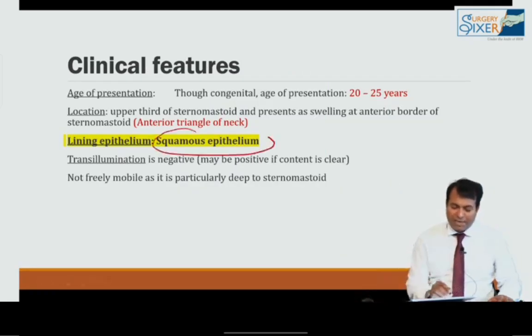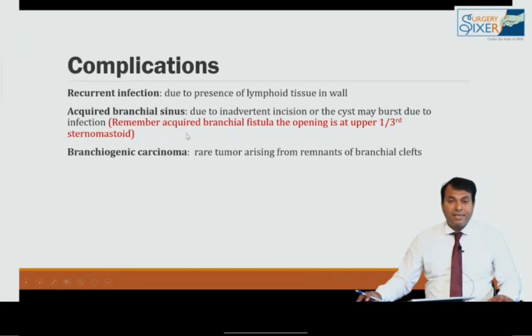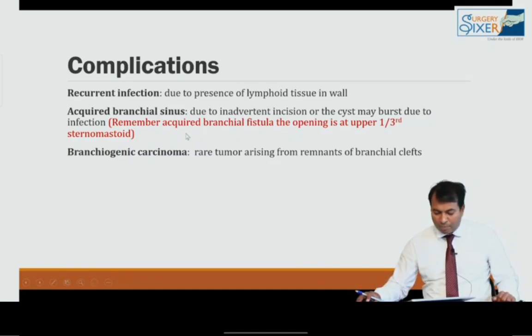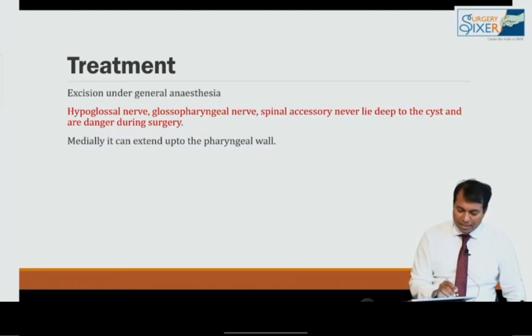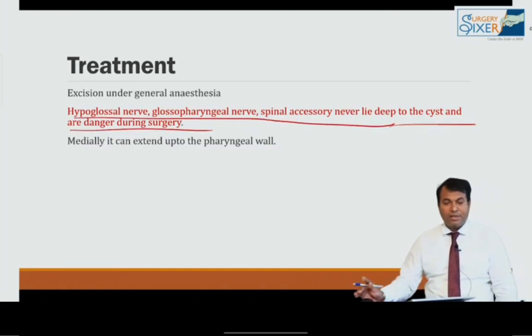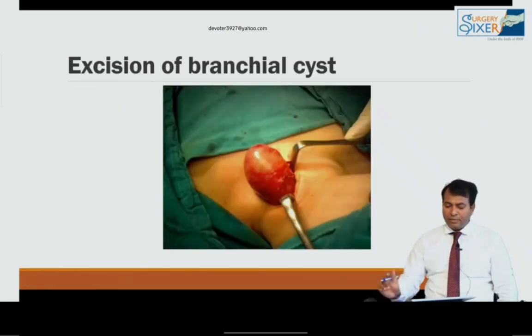So lining is by squamous epithelium for branchial cyst, and for sinus it is usually a columnar epithelium. Sinus will have columnar epithelium, cyst will have squamous epithelium. So please remember, under general anesthesia we have to put serial incisions and operate. There is risk of injury to all neck nerves. All the nerves are in danger during the surgery for branchial sinus: hypoglossal nerve, glossopharyngeal nerve, spinal accessory nerve. All are at risk. See, we are putting a small incision and removing the cyst.